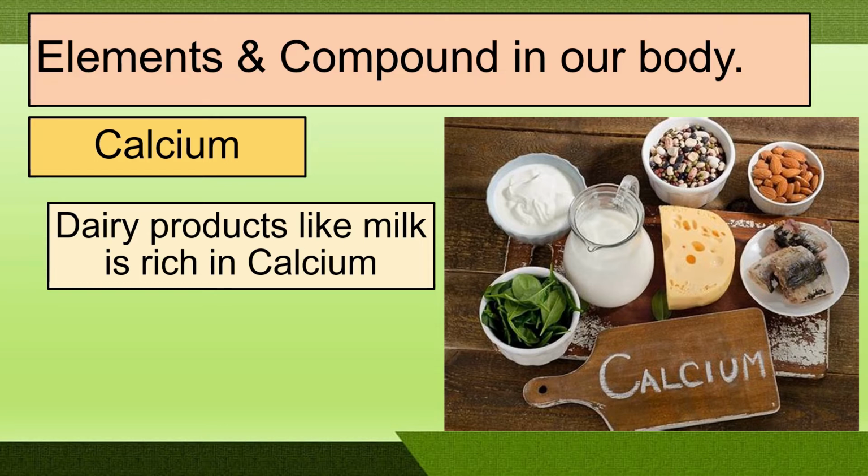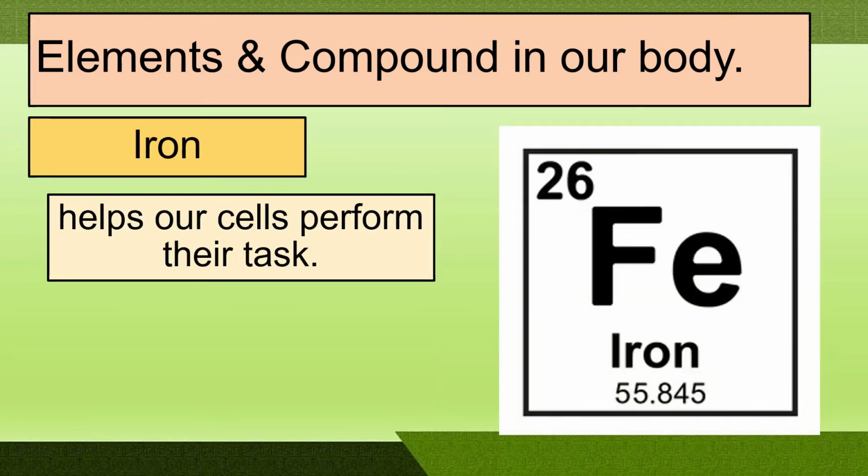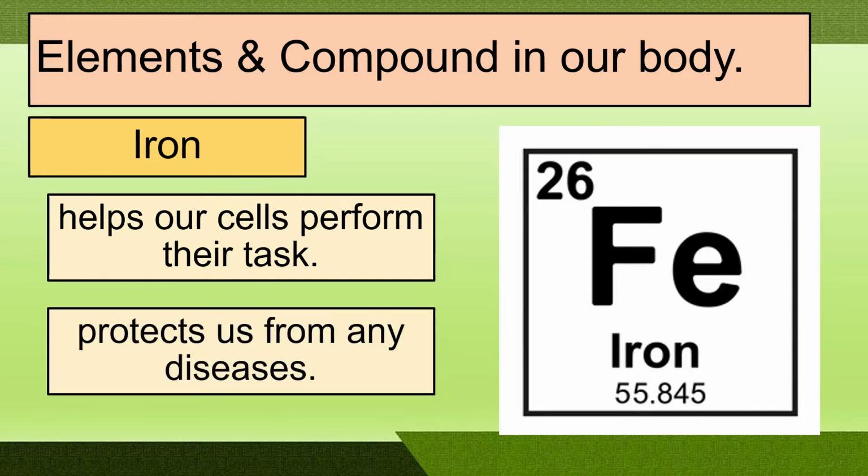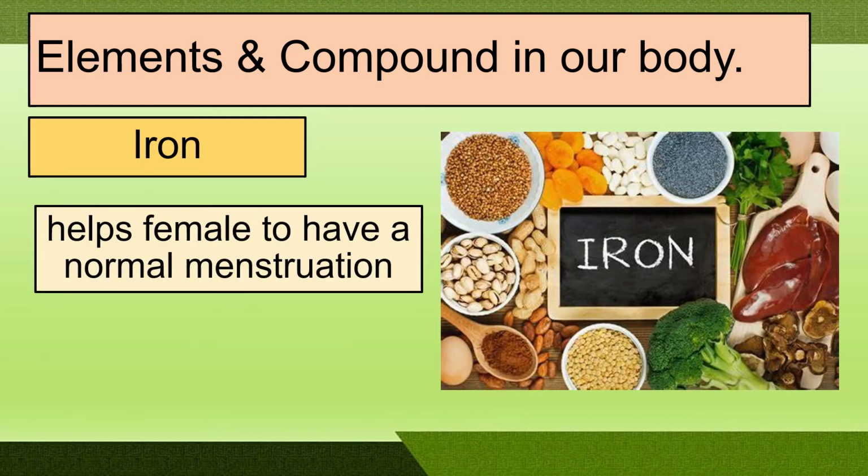Aside from calcium, our body also needs iron. It helps our cells perform their daily tasks. And iron also helps us not to get infected by diseases easily. Also, iron helps females to have a normal menstruation period. You can get iron from food like legumes, fish, and vegetables.